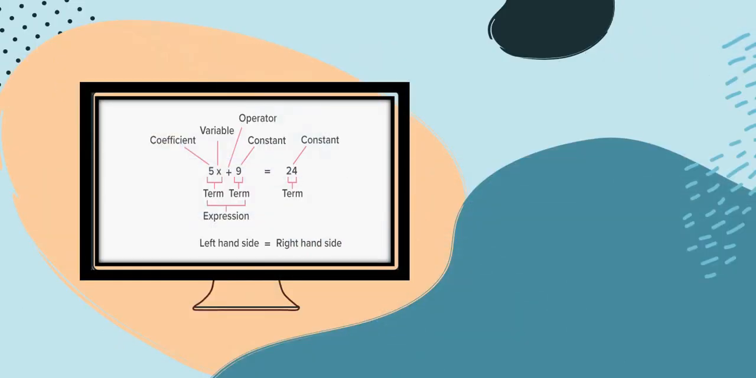You can see this picture. There are 5x plus 9 equals 24. 5 is coefficient, x is variable, plus is operator, 9 and 24 is constant. 5x plus 9 is left-hand side expression and 24 is right-hand side expression.